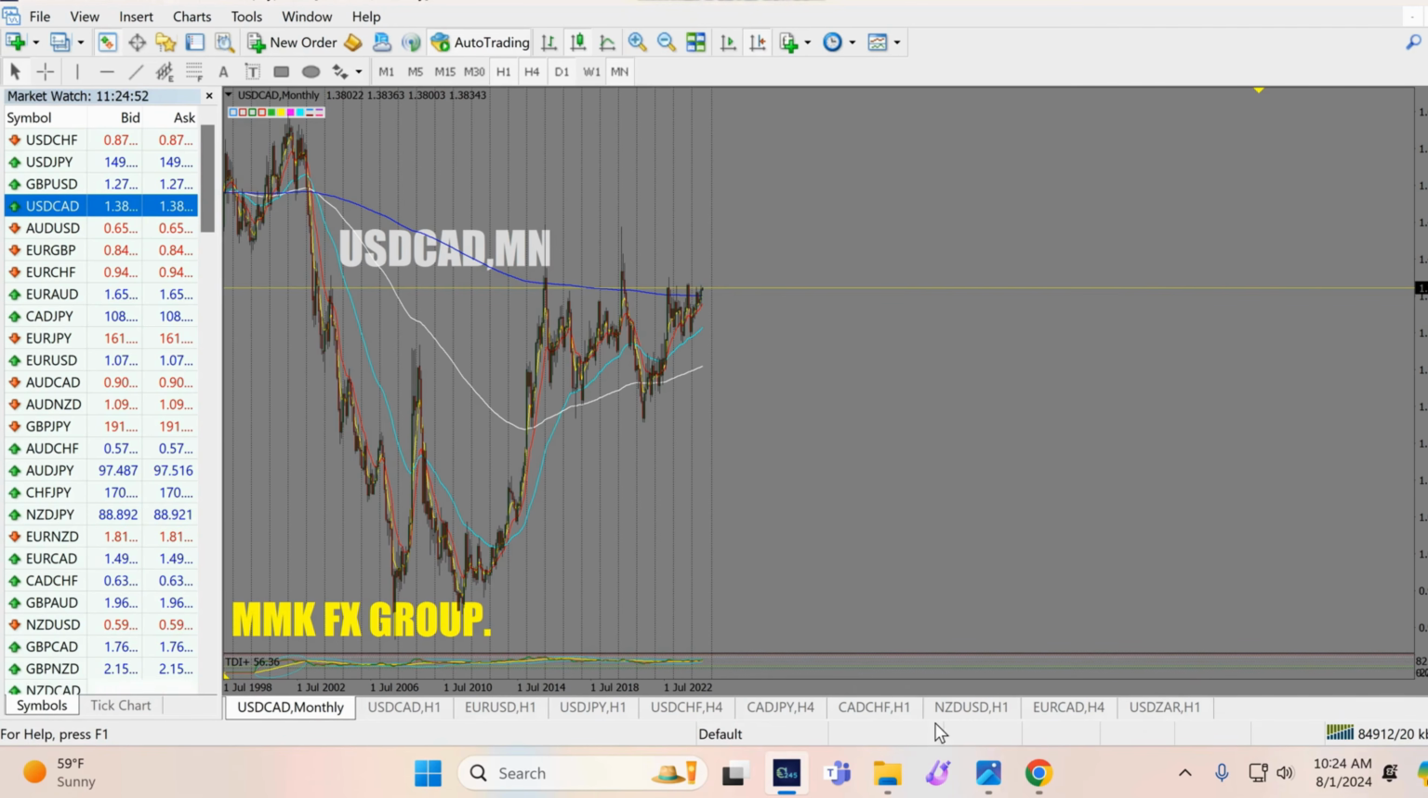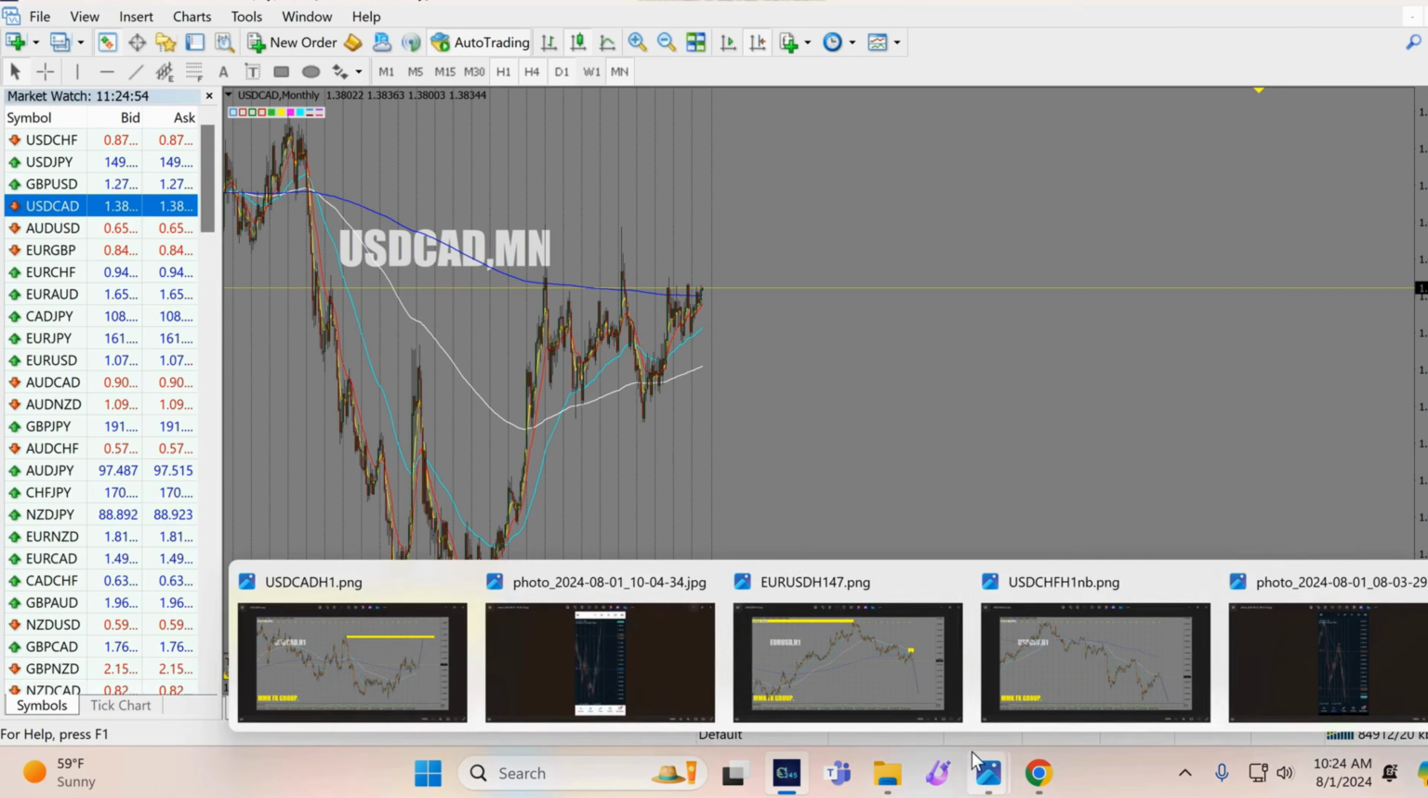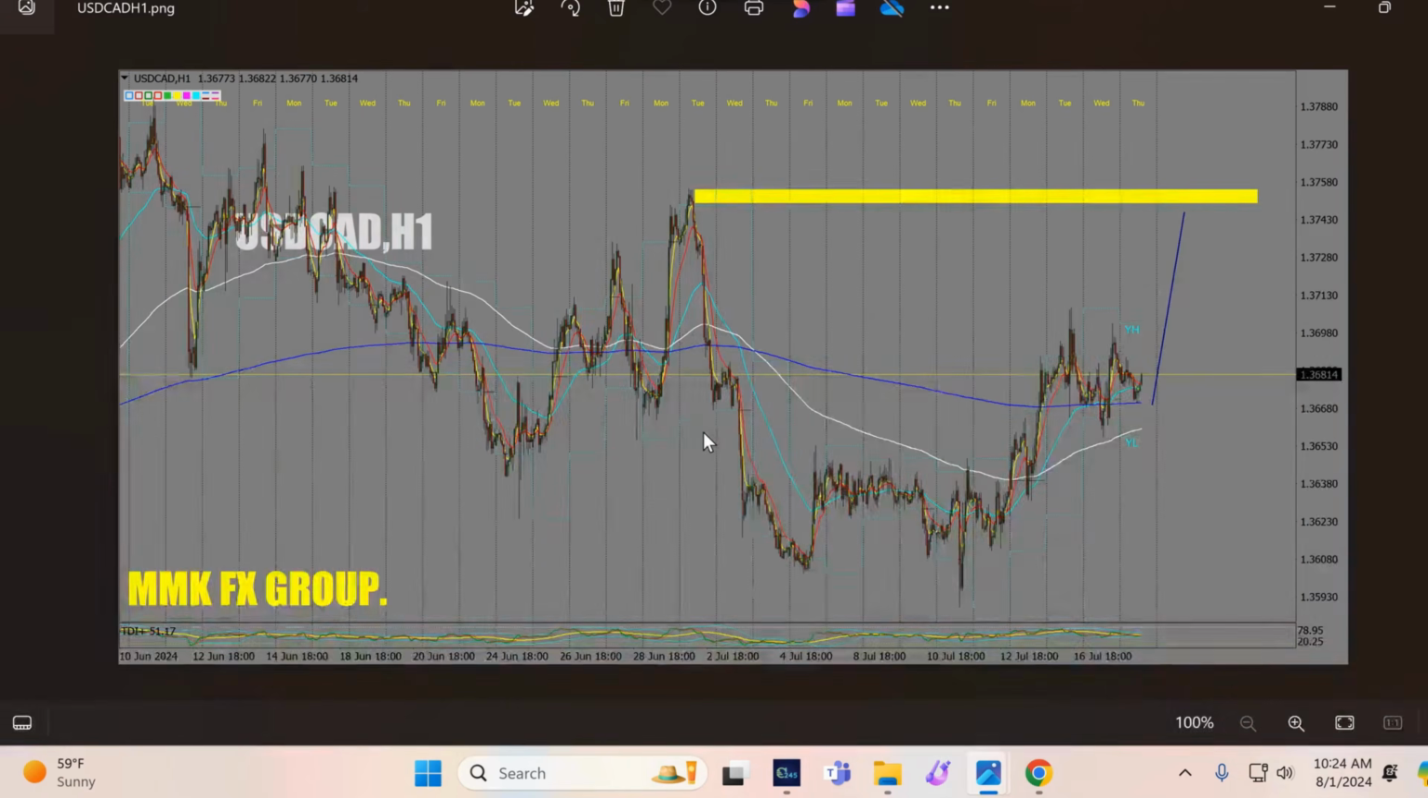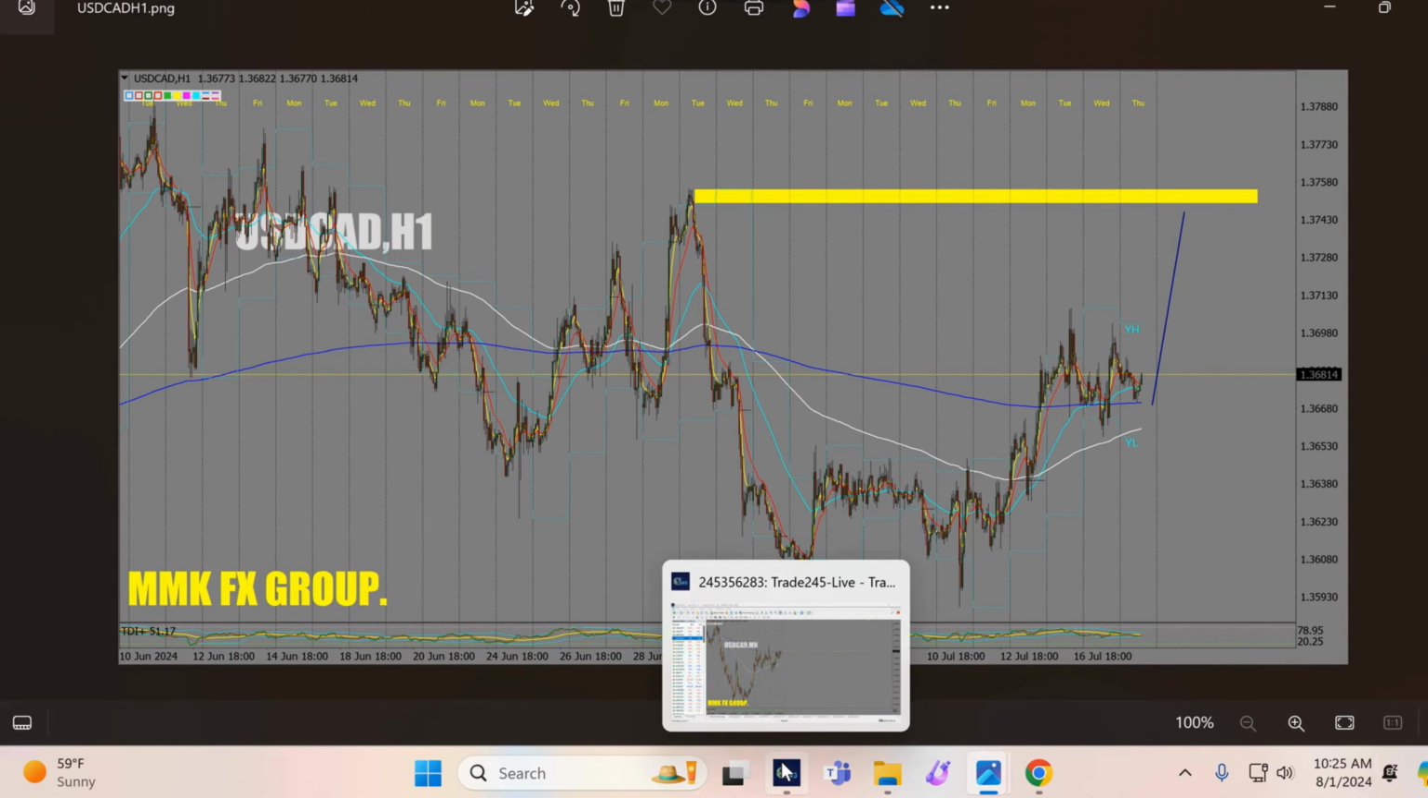All right. So right here, we had an analysis on USD CAD. As you can see, we wanted to see price move up. I'm going to take you to the charts, and I'm going to explain the reason behind this trade idea, so you guys can understand how we came about with this trade.